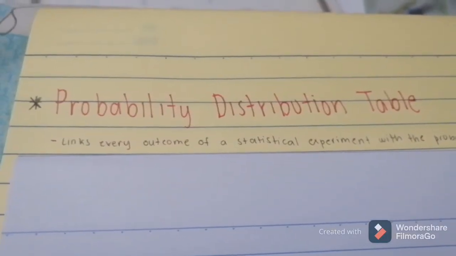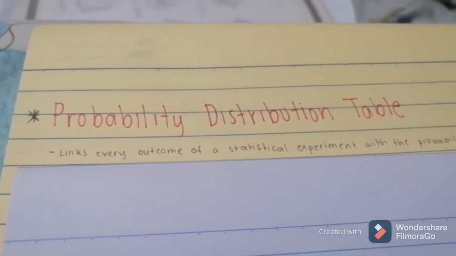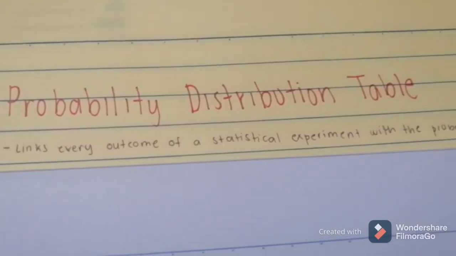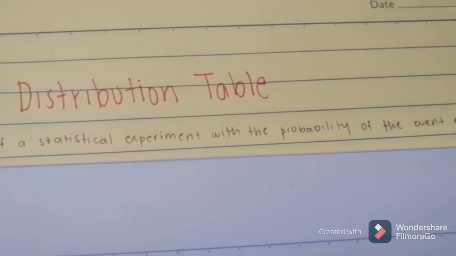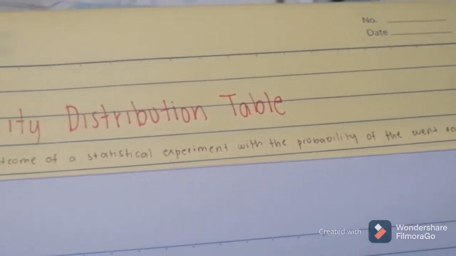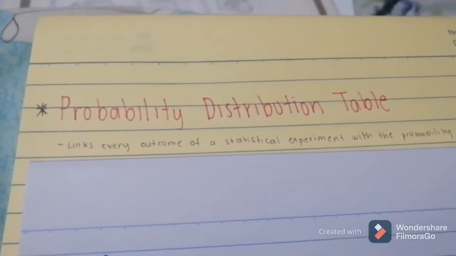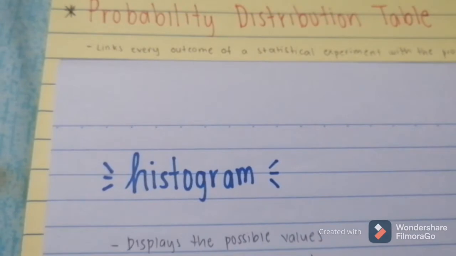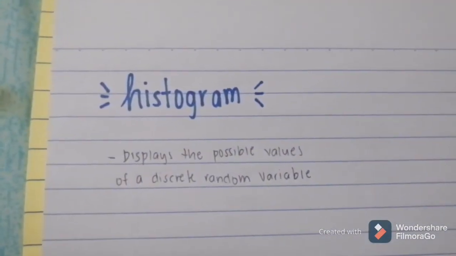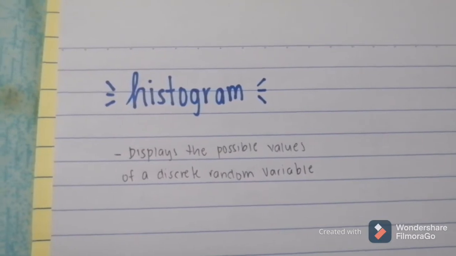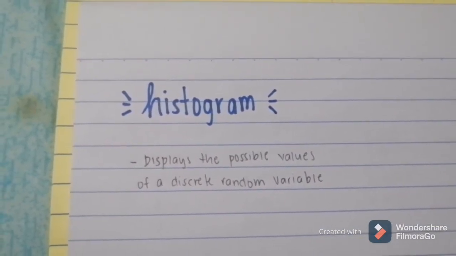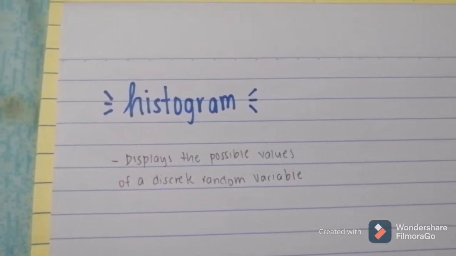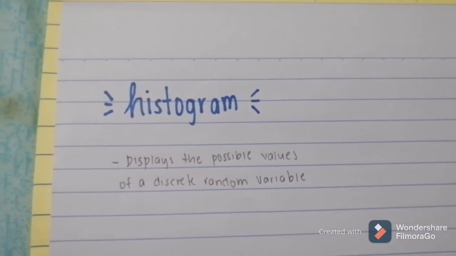So, dito na tayo sa pinaka-main topic natin, which is the probability distribution table. So, probability distribution table links every outcome of a statistical experiment with the probability of the event occurring. So, sa paggawa ng probability distribution table, una natin gagawin ay histogram. So, ano nga ba ang histogram? Histogram displays the possible values of a discrete random variable. So, ito yung first na gagawin natin sa probability distribution table para makuha natin yung mean, variance, at standard deviation.